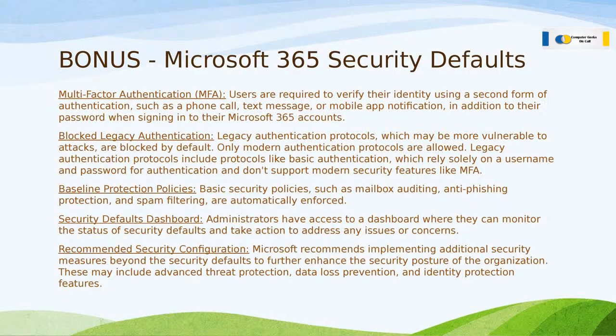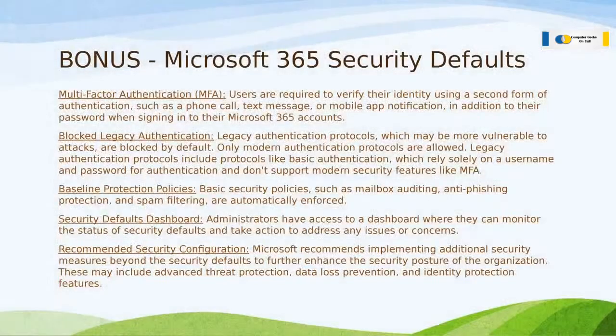Baseline protection policies, basically anti-phishing, mailbox auditing, spam filtering. So these are going to be enforced. So if some email is blocked, you need to be able to know how to find it in the spam filter. What can happen at times is people will say they've sent you an email and it shows that they sent it to you. It's in their sent items, but you don't see it in your inbox. You don't see it in your junk. Well, there's another spam filter in the Microsoft 365 ecosystem where you will find that email and you have to unblock it. So that's something to be aware of as well.